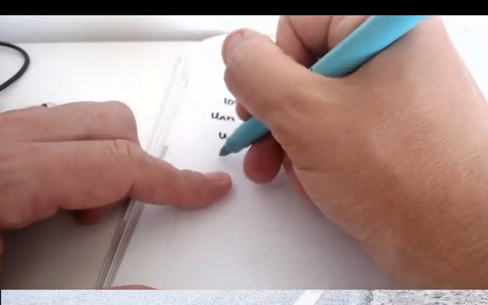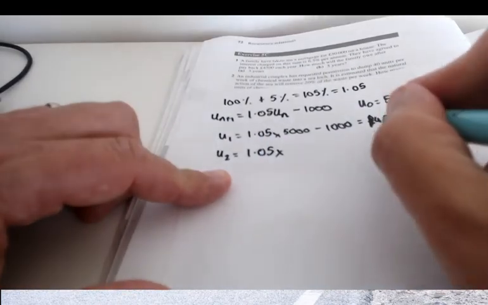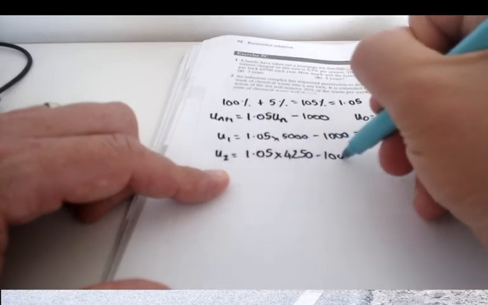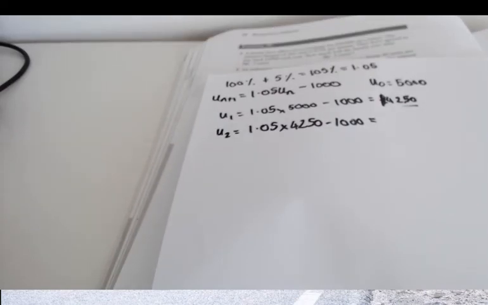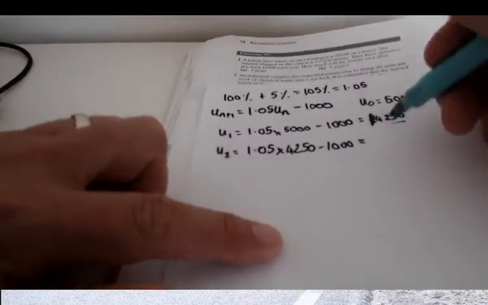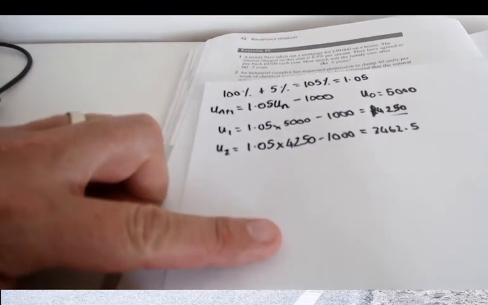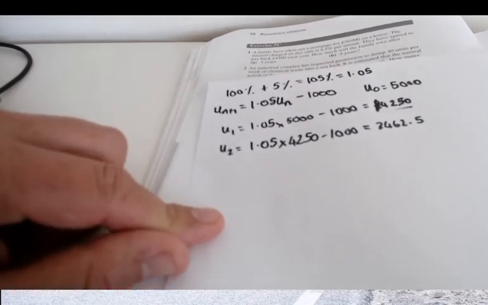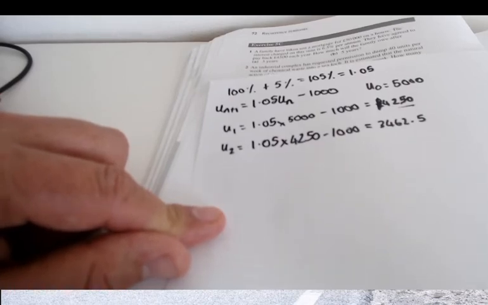Right, U2. So you're going to take 1.05, you're going to multiply it by your last answer, and you're going to take off 1,000. That comes to 3,462.5. I know you might not think you can get 0.5 of a bit of stock, but this is a mathematical problem. We're going to get decimals involved in it. We'll just disregard them at the end, but we'll keep it there for the time being.